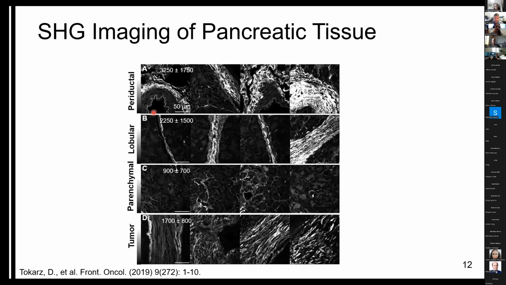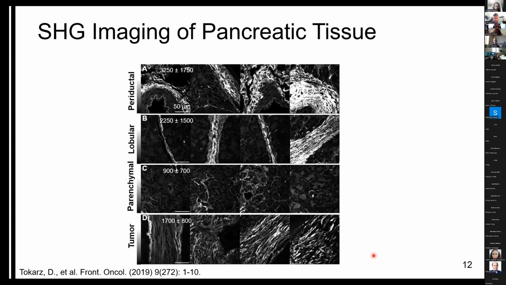So here are some representative SHG images of collagen found in normal pancreatic tissue in areas defined as periductal, lobular, and parenchymal, as well as pancreatic ductal adenocarcinoma. Once any of the pancreas regions converts to tumor, its origin is unclear, so it's lumped into the single category of tumor. The SHG intensity, as we see, is highly dependent on the orientation of the collagen with respect to the linear polarization of the laser.